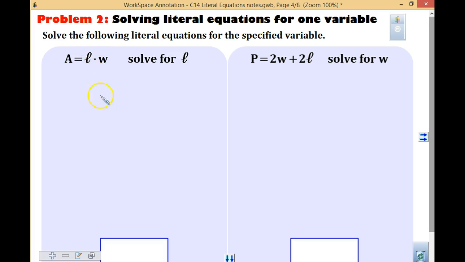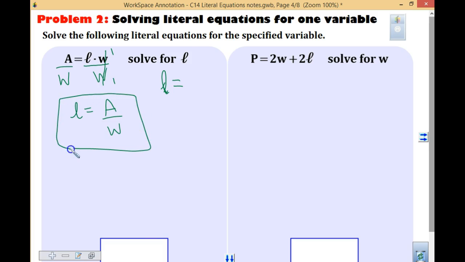if I want only L here, my goal is to get L equal and nothing else with the L. Right now I have it times W, so the opposite of multiplying by W on both sides is to divide by W. My answer is going to be, I like to put the L equals, you wouldn't have to, but these W over W, that's the same as 1. So I'm left with L equals A divided by W, and it's that simple. You might have one that simple on your test next week, right, or this week on Friday.